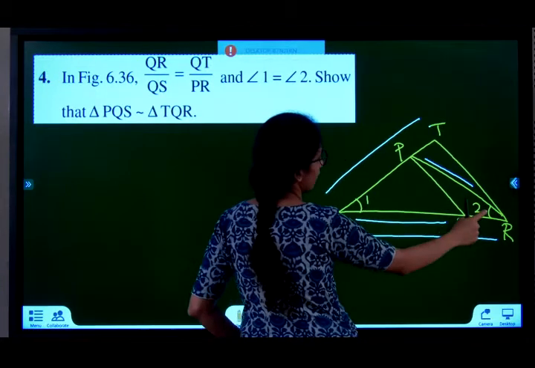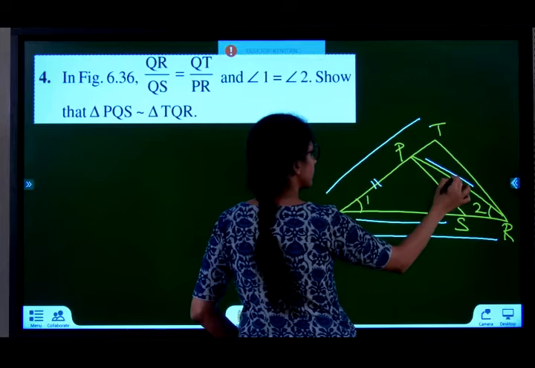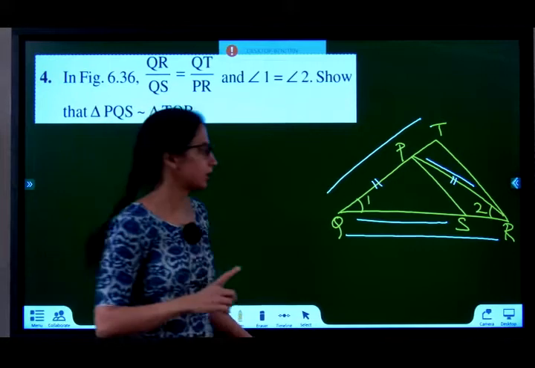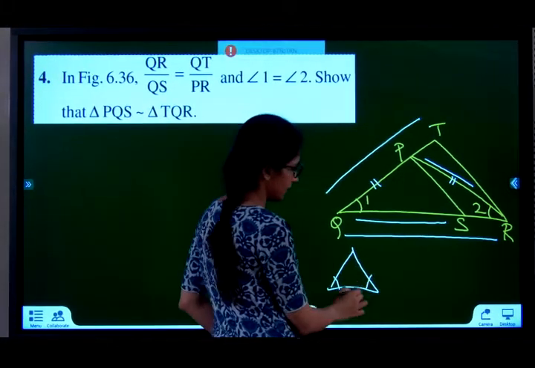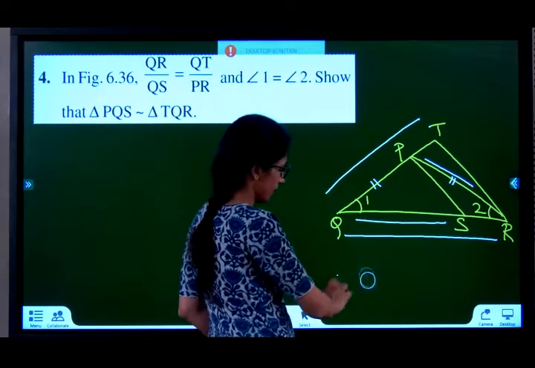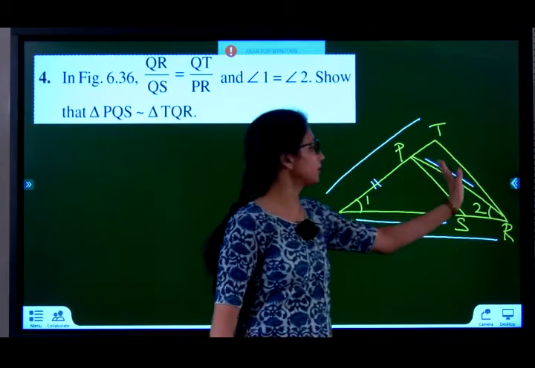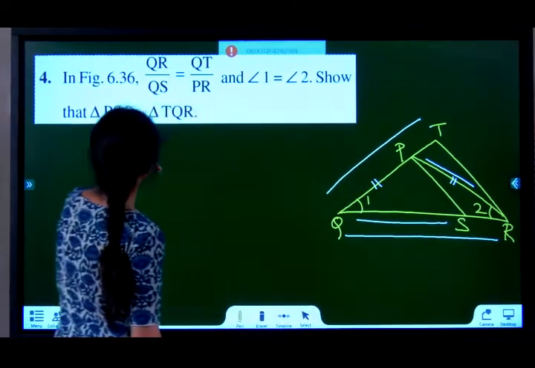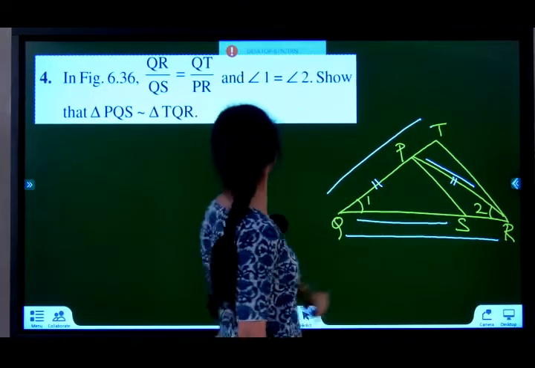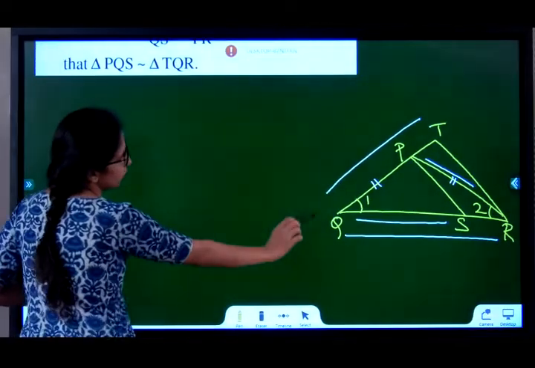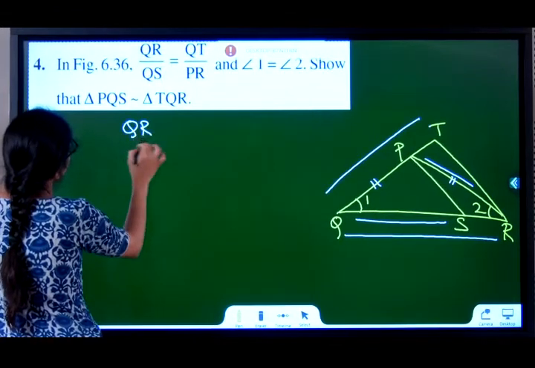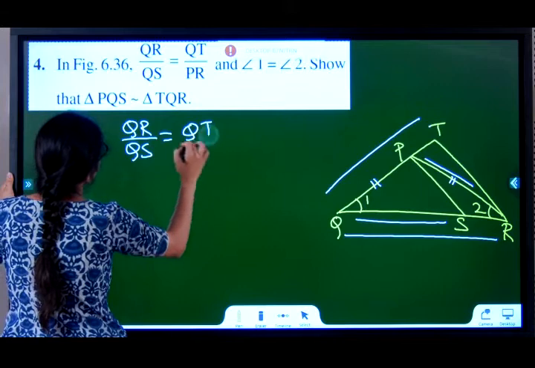Because angle 1 is equal to angle 2, can I say this line is equal to this line? Why? If base angles are equal, their opposite sides are also equal. In isosceles triangles, if the angles are equal, these two sides are equal. If these two sides are equal, their angles are equal. We know this already, right? So QP is equal to PR. Fine. You have to prove triangle PQS is similar to triangle TQR. Easy. The catch over here is to say these two are equal. So in this given condition, QR by QS is equal to QT by PR.